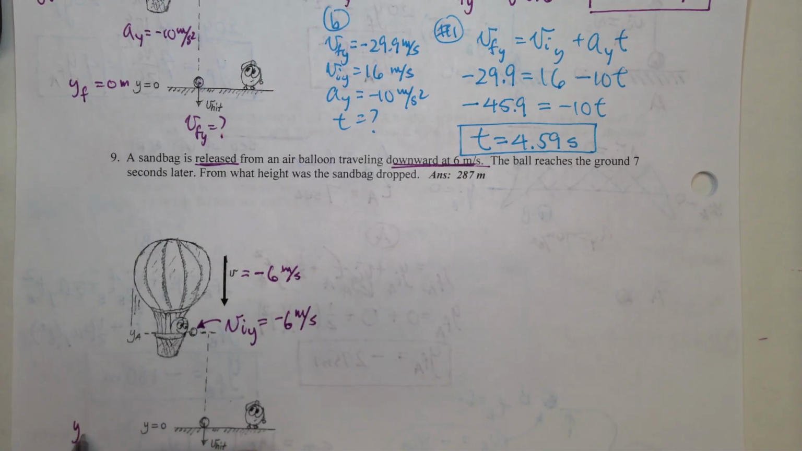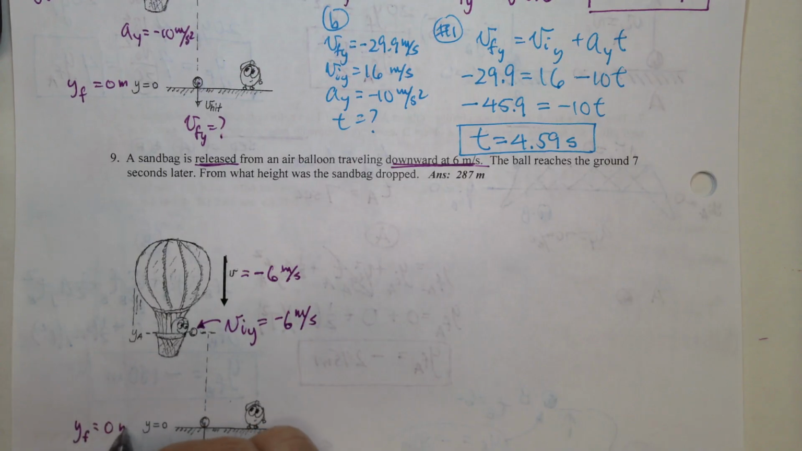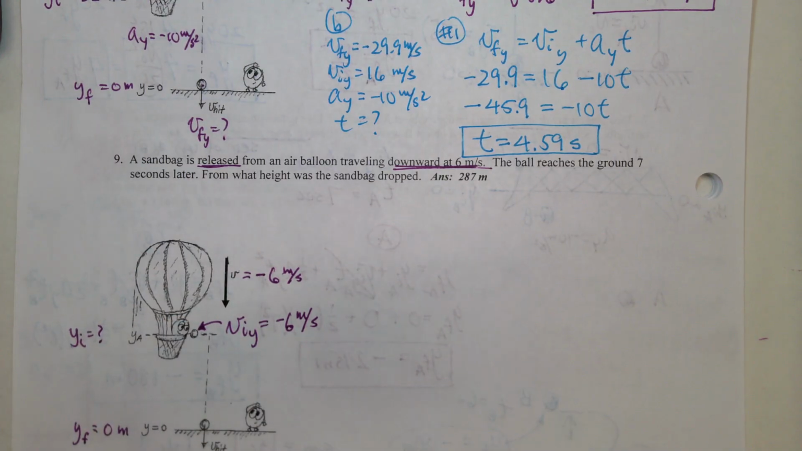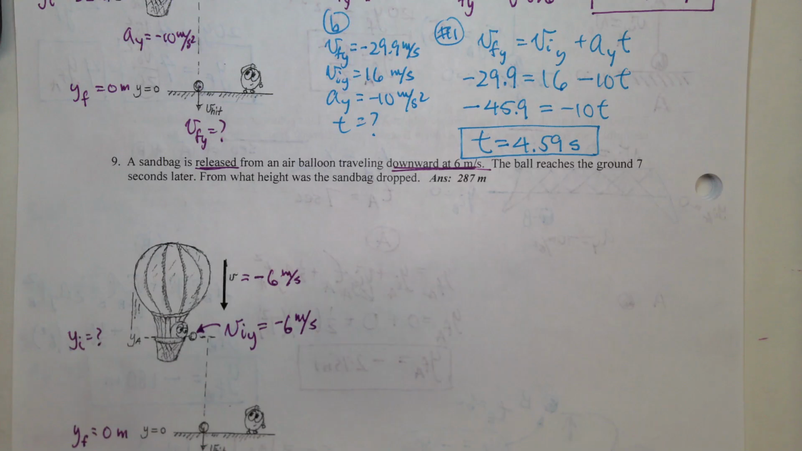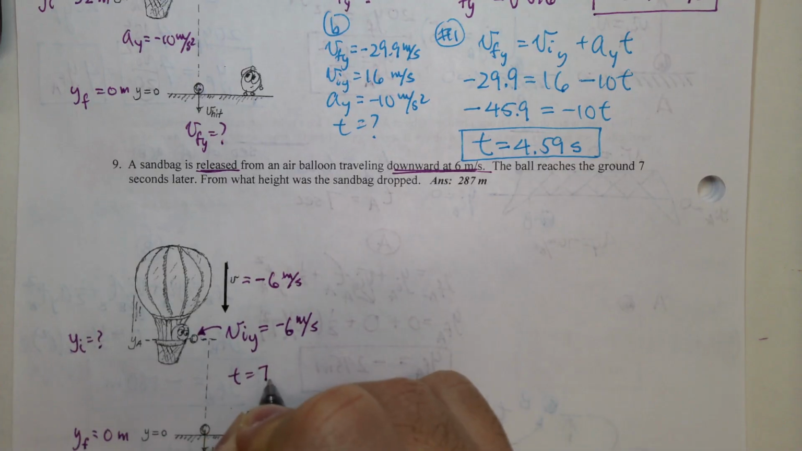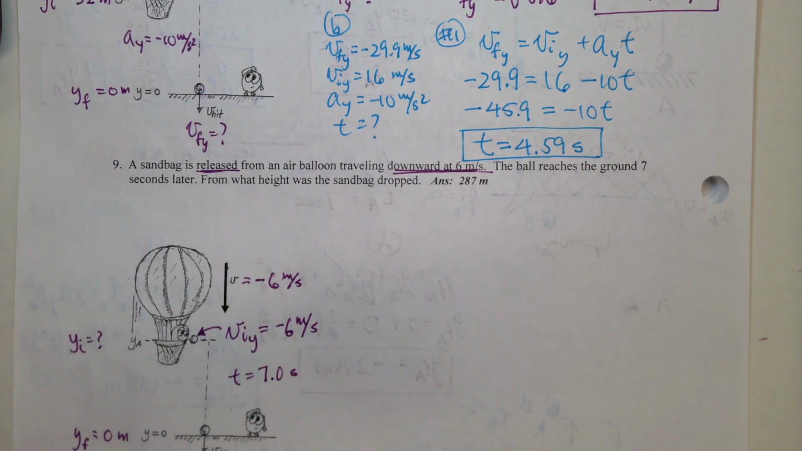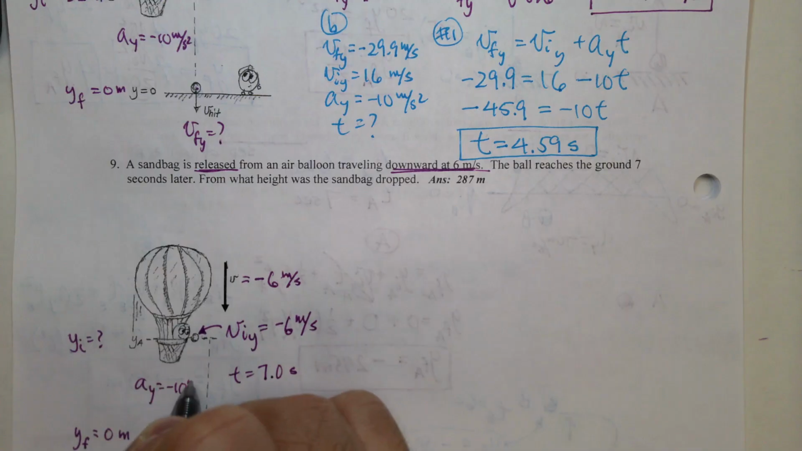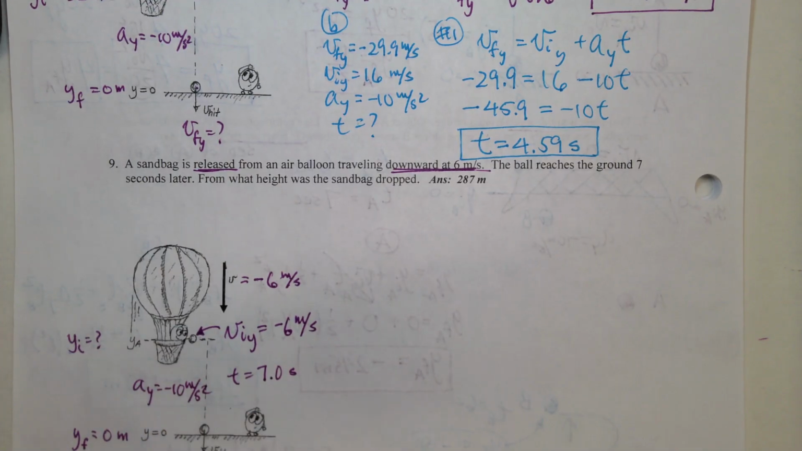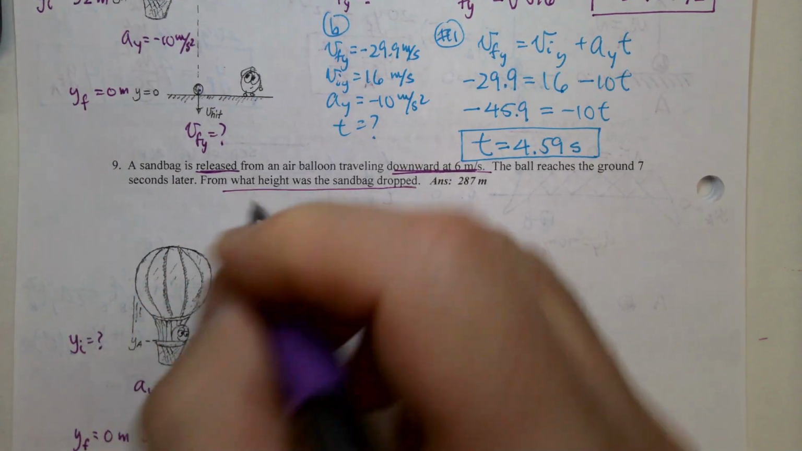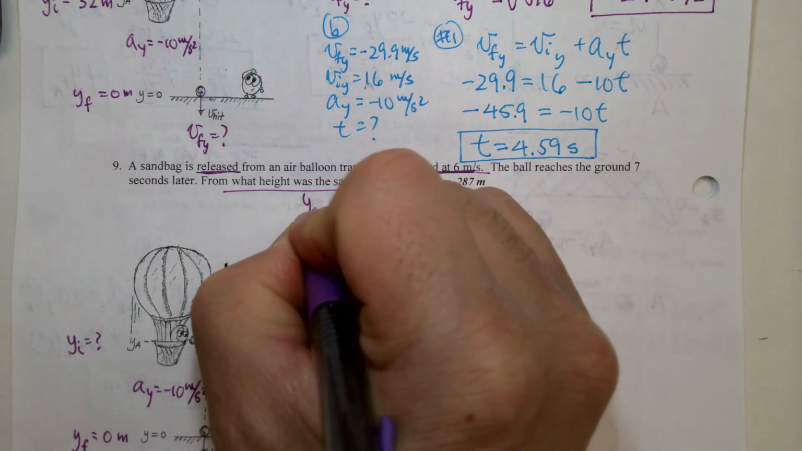This is your y final, which is 0 meters. We don't know what your y initial is. We do know it takes 7 seconds to hit the ground, and my a sub y is equal to negative 10 meters per second squared. They want to know what height the sandbag was dropped from. They want to know what your y initial is.